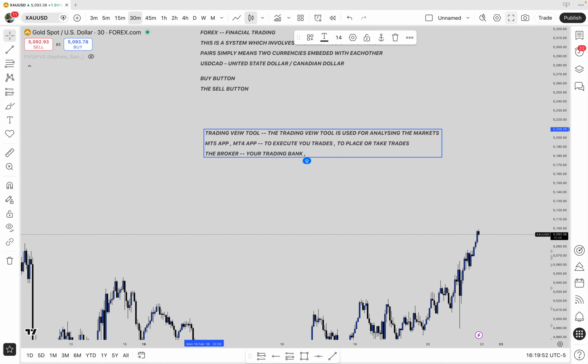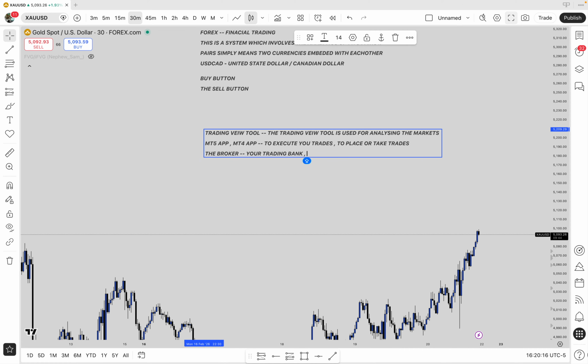Now, if there was no existence of this brokerage firm we're talking about, which is the broker, in order for you to place a trade, you would have to drive all the way down to the bank just to execute a trade. And probably by the time you have almost gotten to the bank, your trade might have played out already. So the broker is the stress reliever for you. Do you understand?